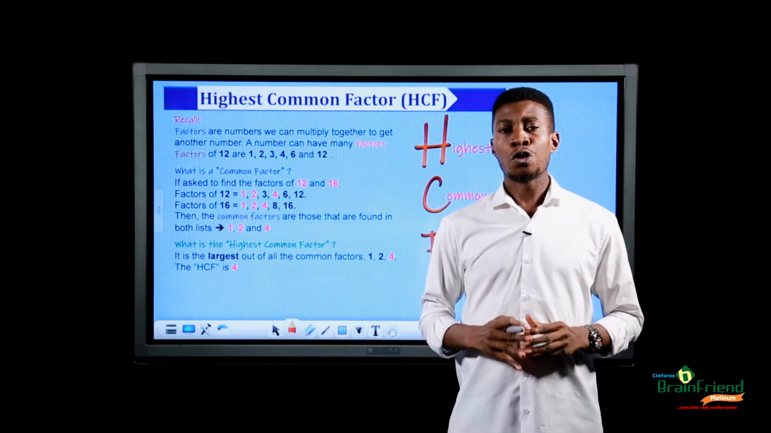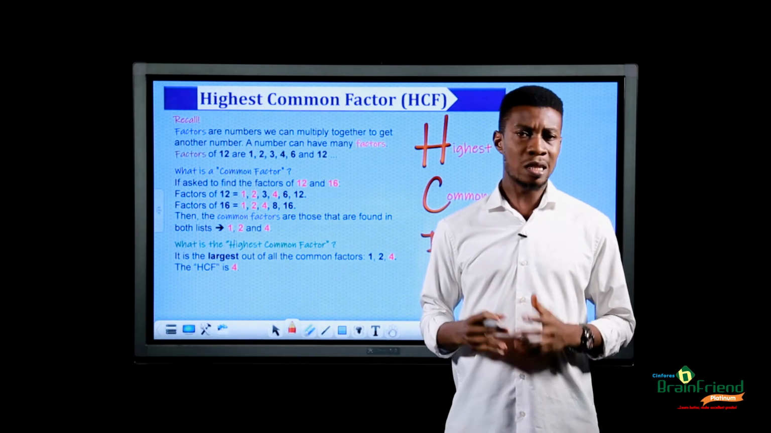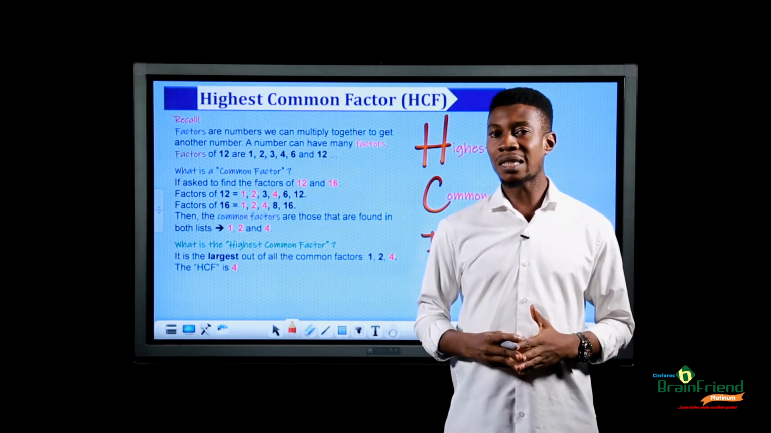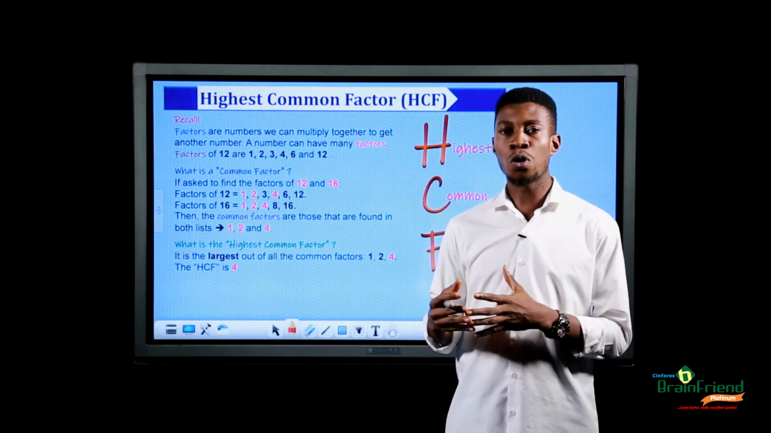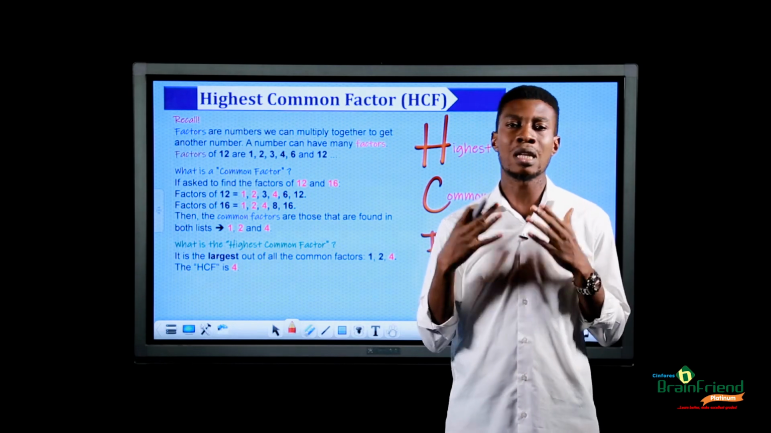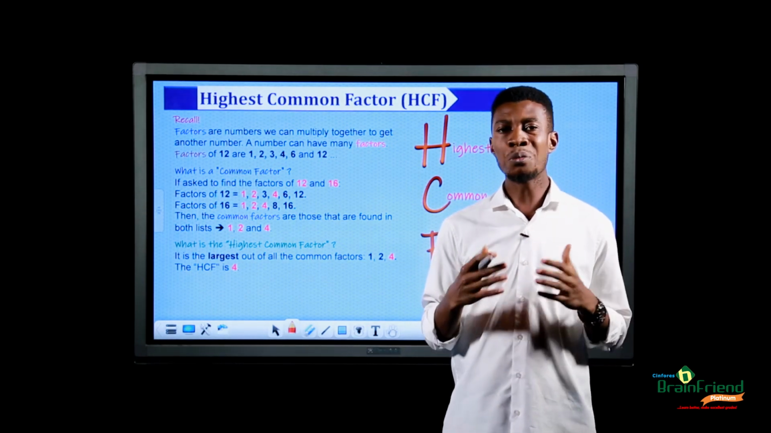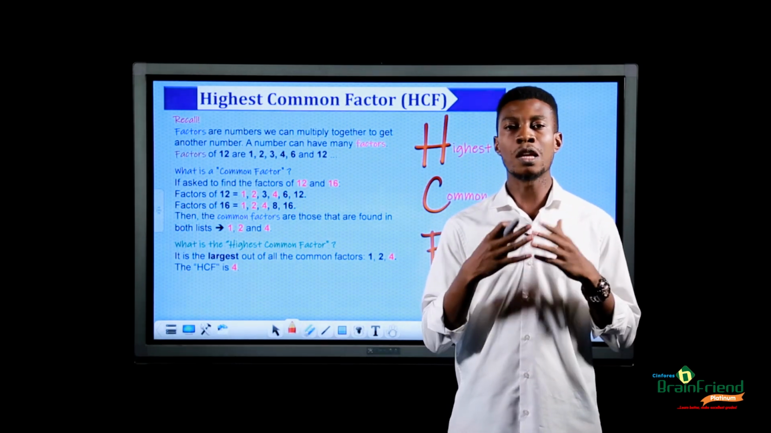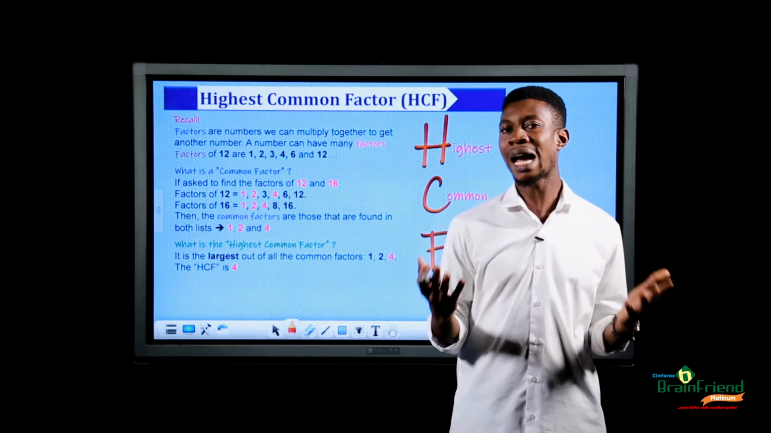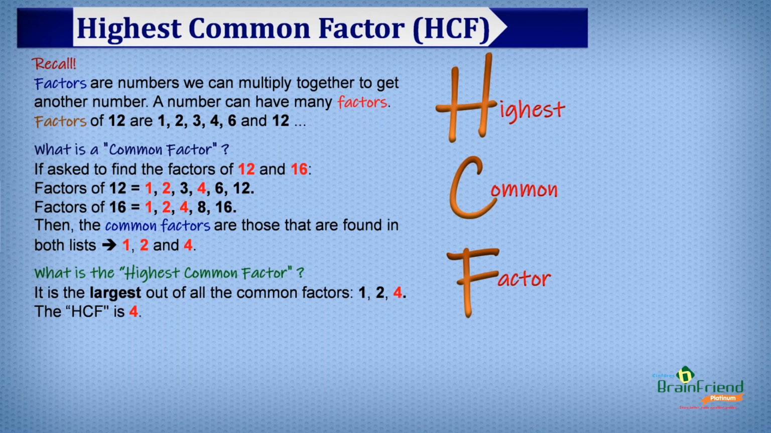I believe you can recall what we learned in part 1 of this lesson. HCF simply stands for highest common factor. And how do we practically find the highest common factor? We do that by listing the common factors we have between numbers, and then we take the highest of them all. Now, let's see how this is done.